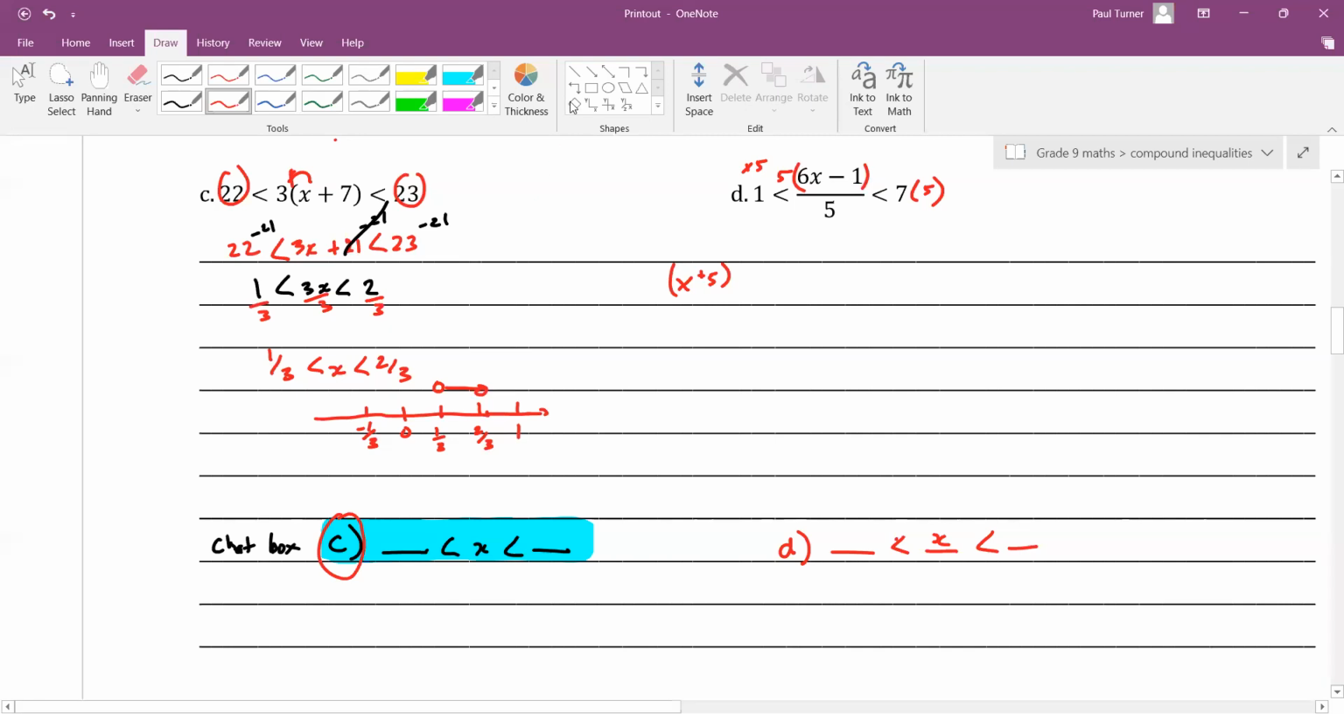My chair's squeaking. I'll get a new chair soon. Okay, try that one for D. Right, I got one answer, which looks correct.